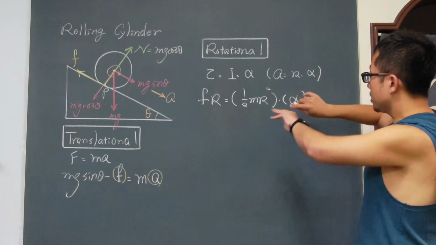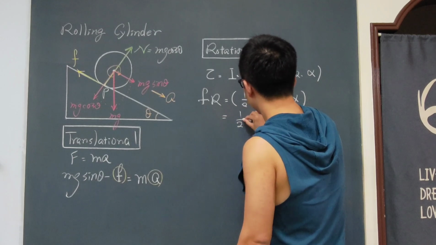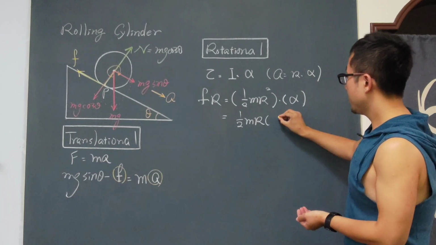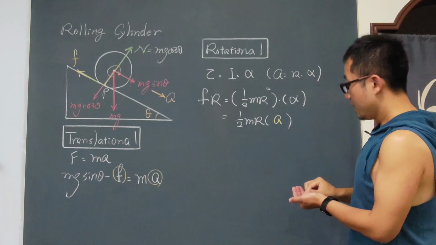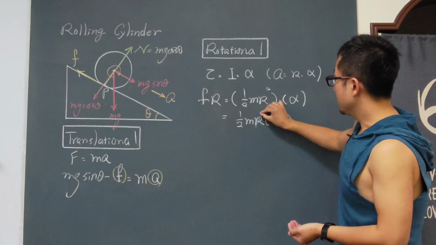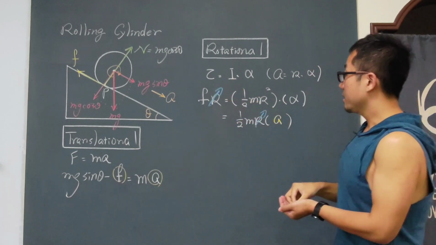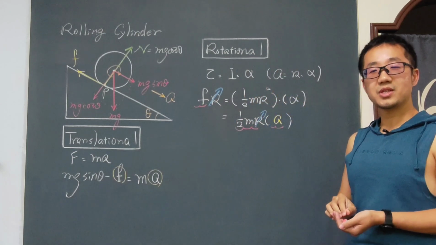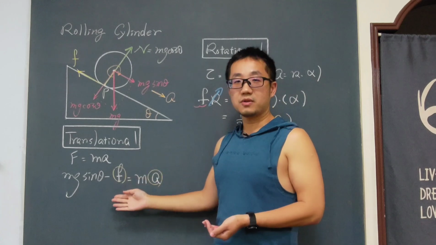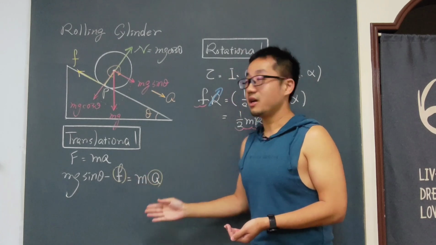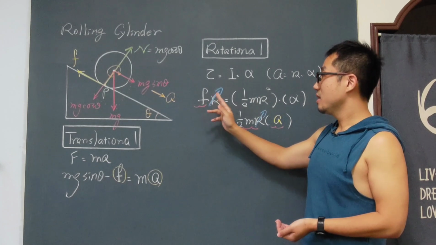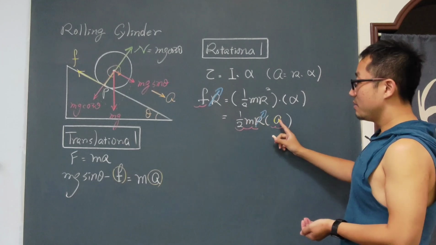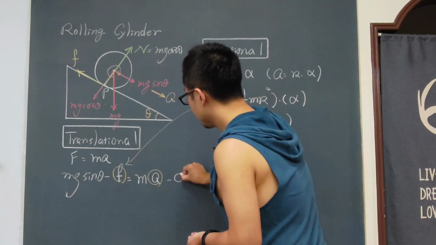So I will simply separate them a little bit. That will be 1/2 mr and times r alpha. And r alpha is A, right? R alpha is A. I can even further cancel the radius r. So I now get the static friction is equal to 1/2 ma. So at the beginning, I don't know what is the friction. I don't know what is the acceleration, but now I know the relationship between the friction force and the acceleration. So I can plug the F equals 1/2 ma back into the first equation.